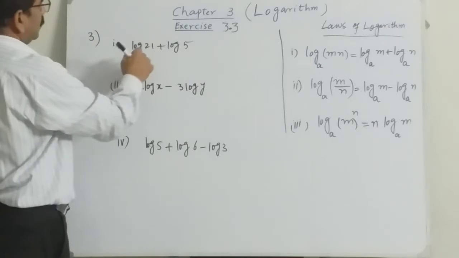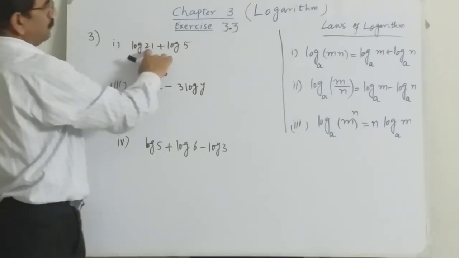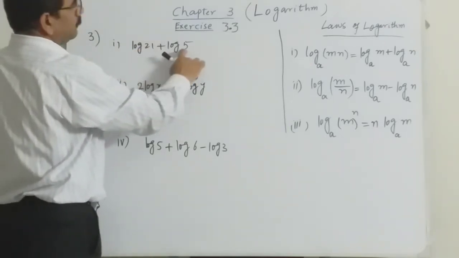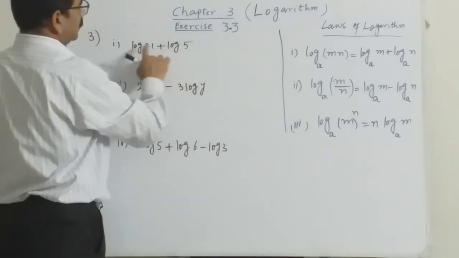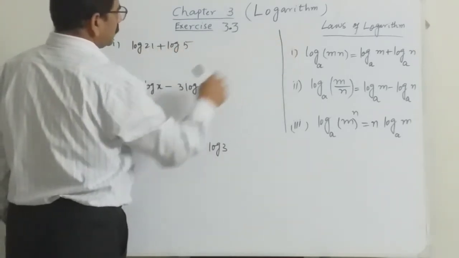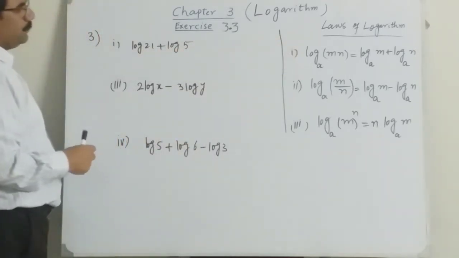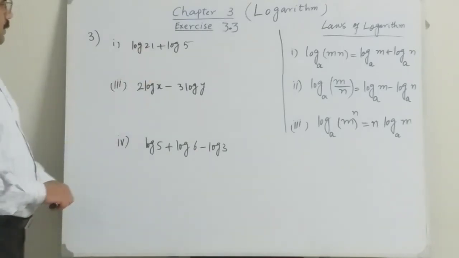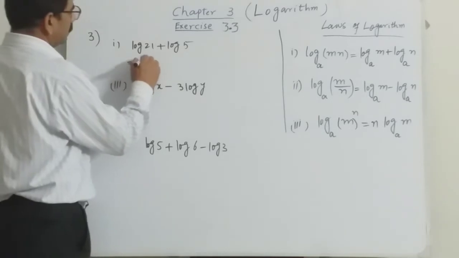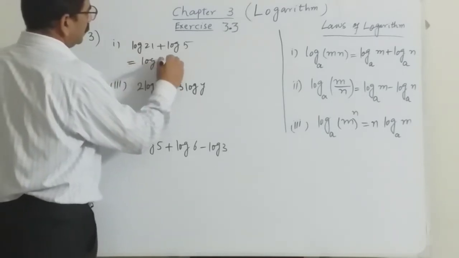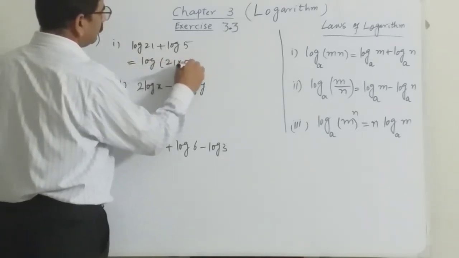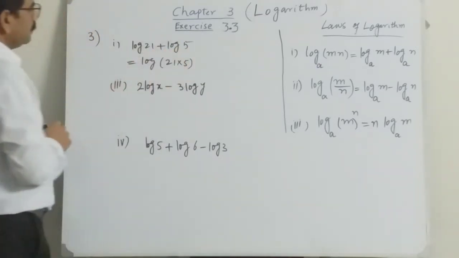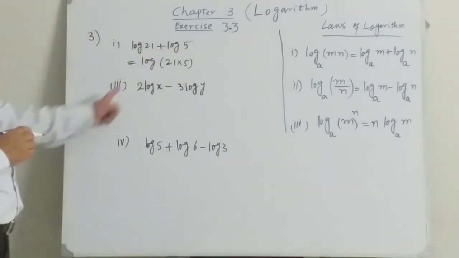Now here for m we have 21 and for n we have 5. Log of m plus log of n is equal to log of m multiplied by n. So in this case we will have log of 21 multiplied by 5. So in this way the given question has been written as a single log.